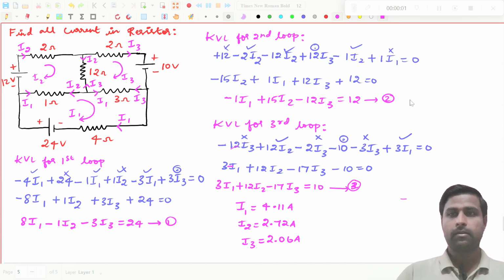Right, we have found this. Now we will take the circuit and draw only these three currents, right? For that we will take a new page.